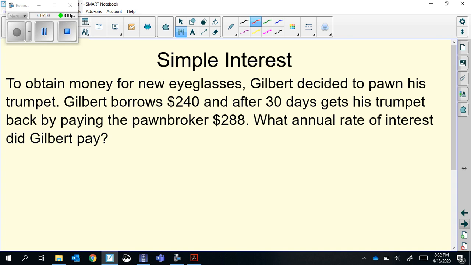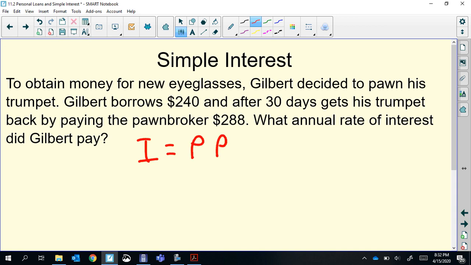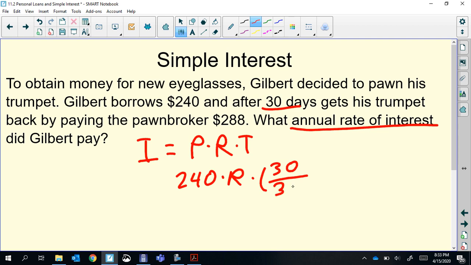All right, same formula, so we're using I equals PRT. Borrows $240, and after 30 days he gets his trumpet back by paying the pawnbroker $288. So the principal is $240. What is the annual rate of interest? So we're solving for R. And again, this is annual. This is 30 days, so that's 30 out of a whole year, which would be 365 days. And that just equals interest.